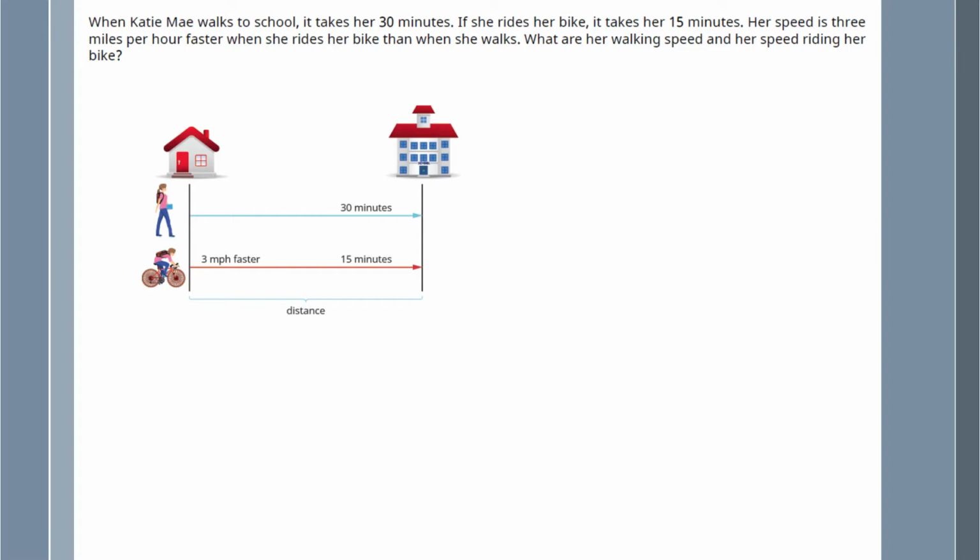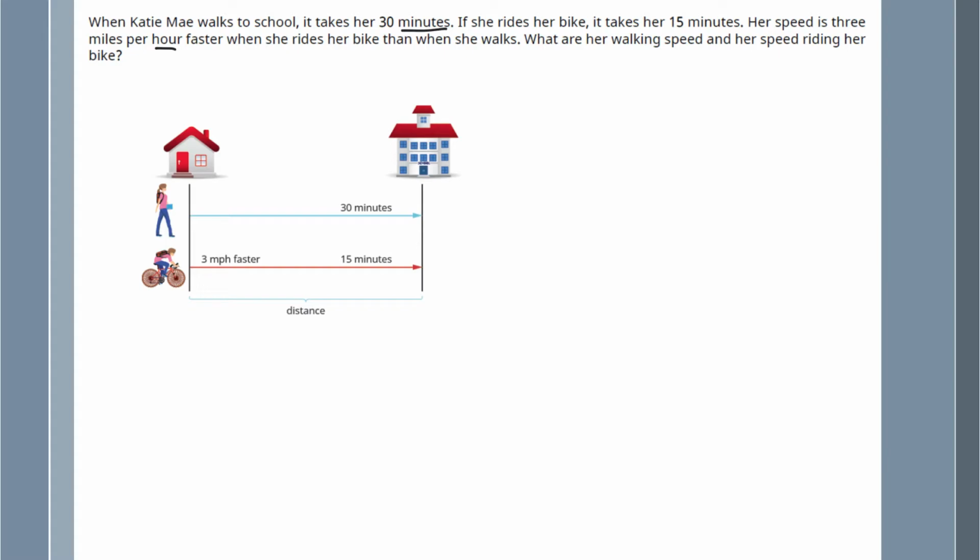So the first thing we have to look at here is the fact that we're talking about speed in miles per hour, but we're talking about time in minutes. That's a little issue we've got to take care of. So the first thing we'll want to do is go ahead and convert those times over to hours. That way everything will be in terms of hours.